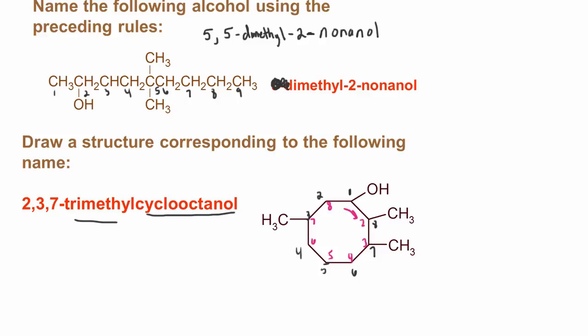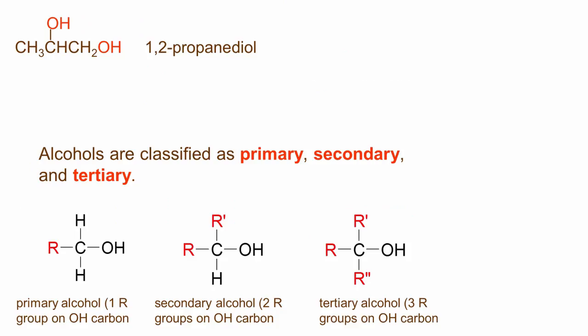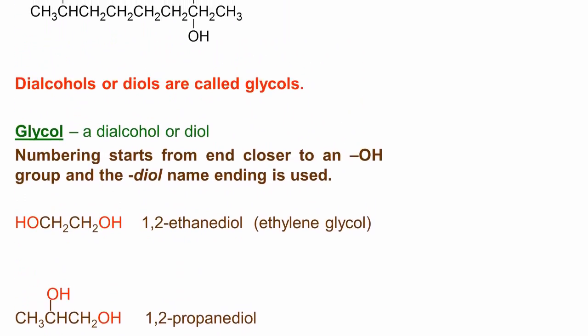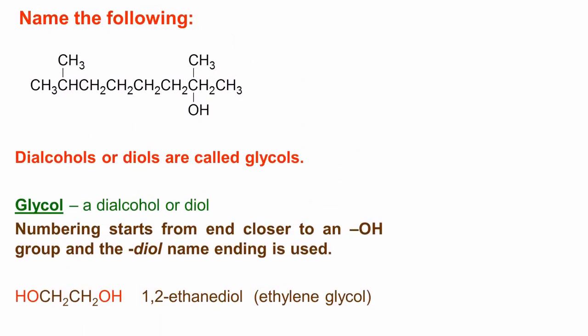So I want to name this as 2,3,7-trimethyl, tri because I have 3 methyl groups, cyclooctanol. So rather than cyclooctane, that'd be cyclooctanol. Replace the E with an OL. That's how you name the cyclic alcohols. Now, let's go up here. Let's name this alcohol right here.